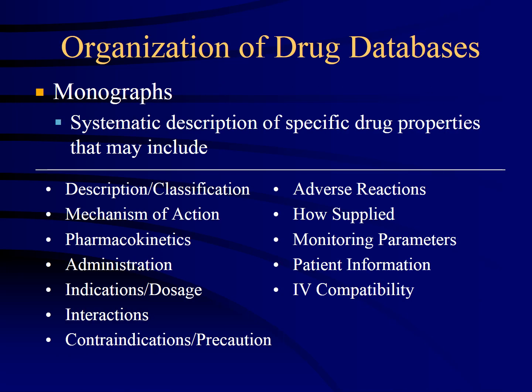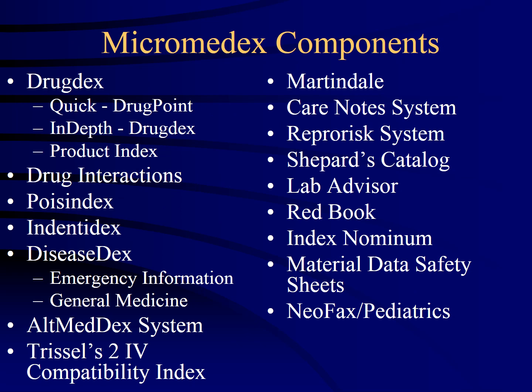Drug databases are organized in monographs. A monograph is a systematic description of a specific drug's properties that may include description, classification, mechanism of action, pharmacokinetics, administration, indications, dosage, interactions, contraindications, precautions, adverse reactions, how supplied, monitoring parameters, patient information, and IV compatibility.